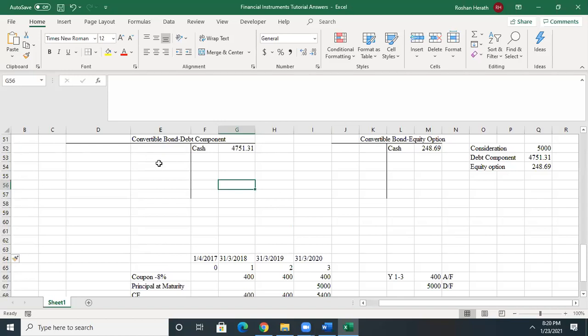So when it comes to this convertible bond, the debt component, you know, the default position or the default accounting for a debt instrument is going to be the debt instrument at amortized cost.